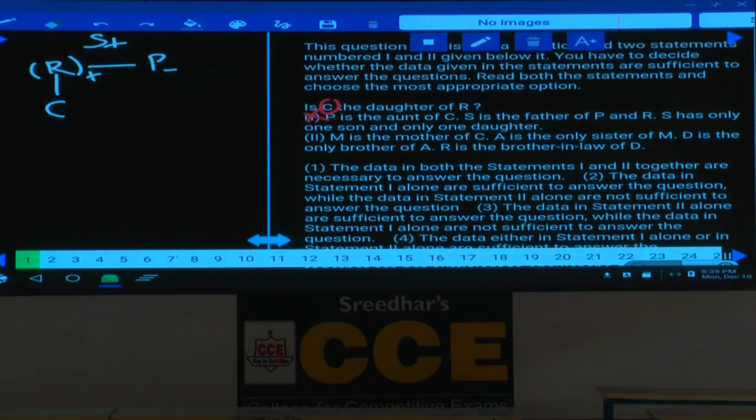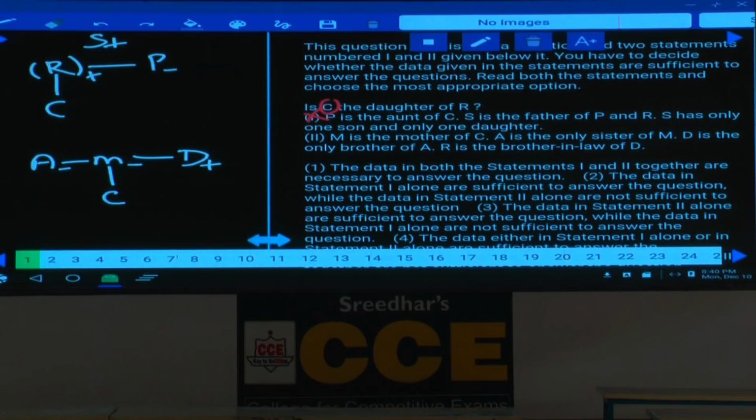The next one: M is the mother of C, which can be written like this. A is the only sister of M. Next one, D is the only brother of A. D is the only brother of A. R is the brother-in-law of D.